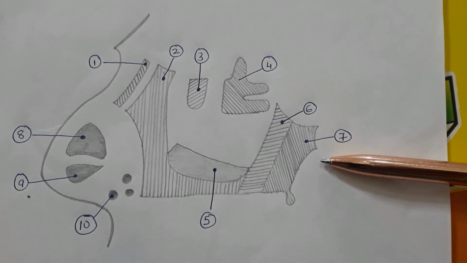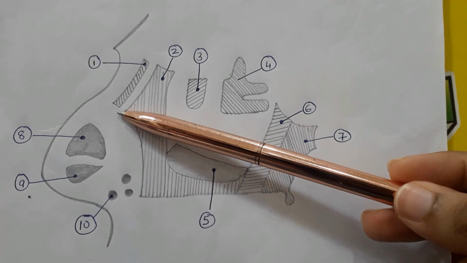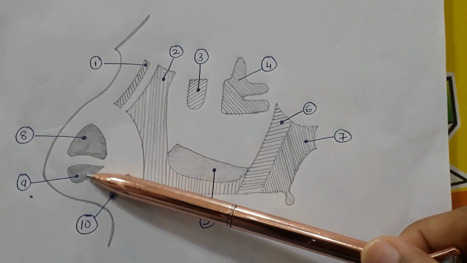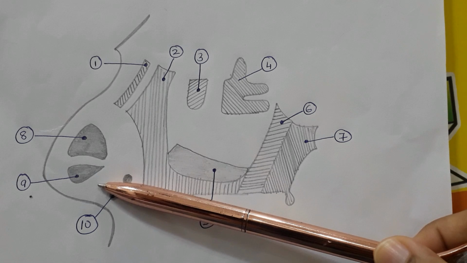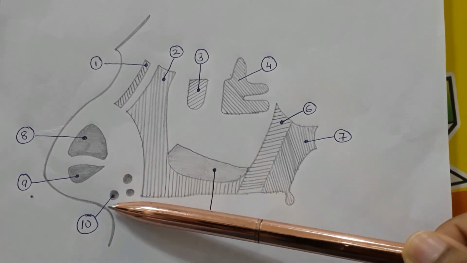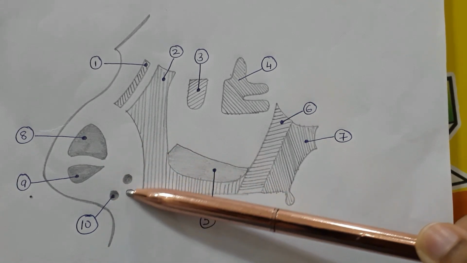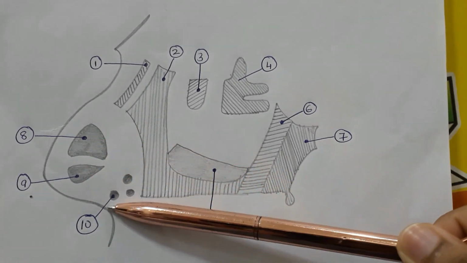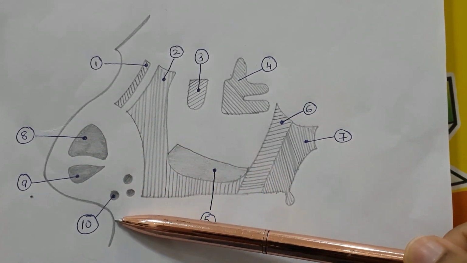Now the cartilaginous part. The first one is the superior nasal cartilage. The second one is the inferior nasal cartilage. And the third one is the 3 to 4 alar cartilage. So the 8th, 9th and the 10th part, this comes under the cartilaginous part.